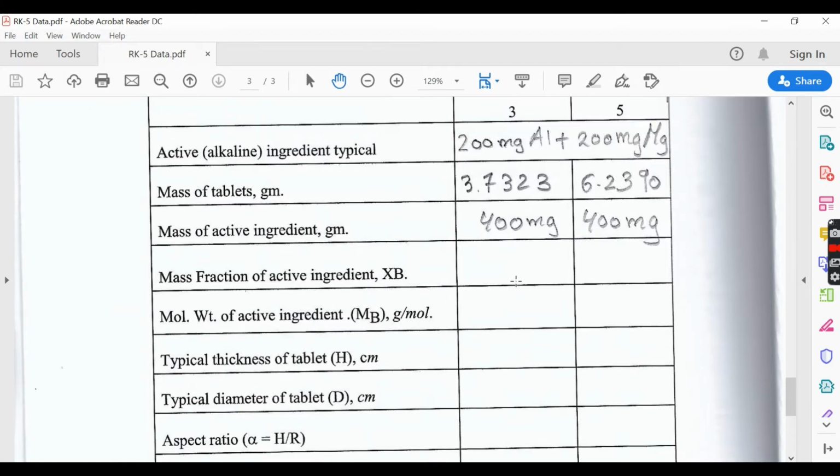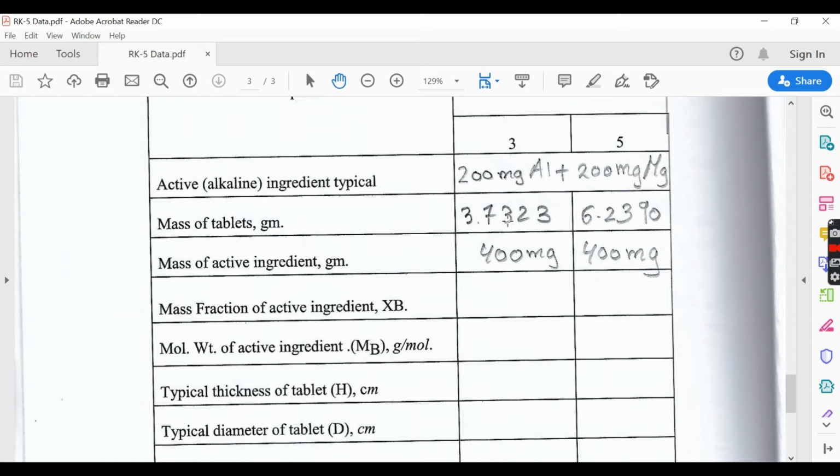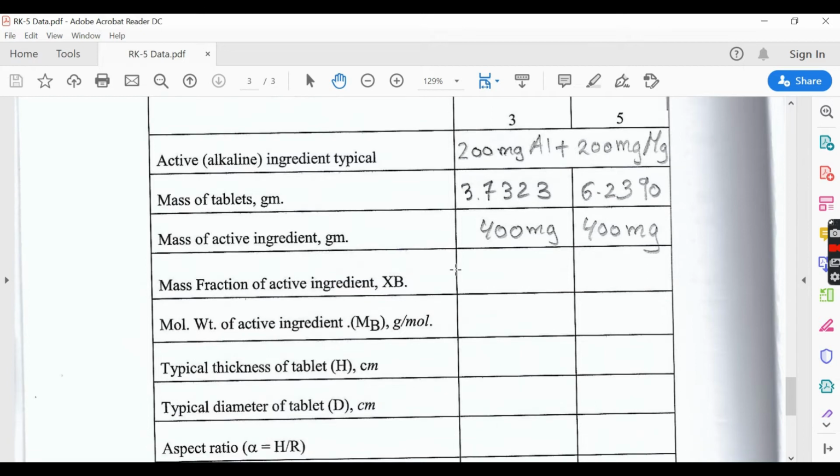For the molecular weight of active ingredients, you have to calculate the molecular weight of the mixture. Assume that there is a mixture of 200 milligrams aluminum hydroxide plus 200 milligrams of magnesium hydroxide, so the total weight is 400 milligrams, and you have 2 components in the mixture. You should calculate the average molecular weight, and the mass fraction here will be 0.5 for aluminum hydroxide and 0.5 for magnesium hydroxide.